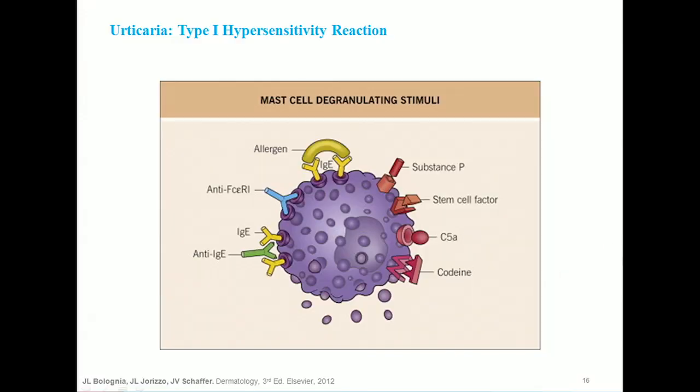This is actually a diagram taken from Dr. Yoritsu's book, just showing the myriad of different stimuli that can result in mast cell degranulation and the induction of the urticaria reaction pattern.